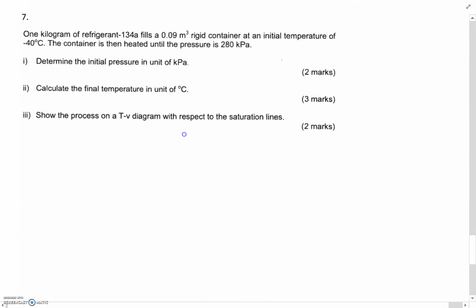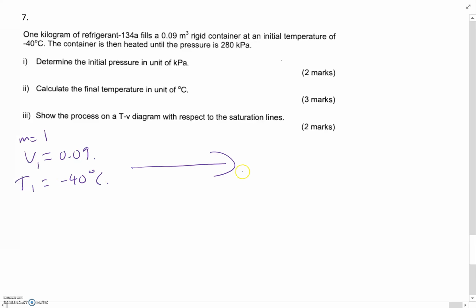Question number 7. You have mass equals 1 kilogram, V1 equals 0.09, in a rigid container, so the volume is constant. T1 equals negative 40 degrees Celsius, then heated until the pressure P2 equals 280 kilopascal. Determine the initial pressure. You have mass and volume, so you can start with specific volume 1, V1 over mass. So you can get the value.